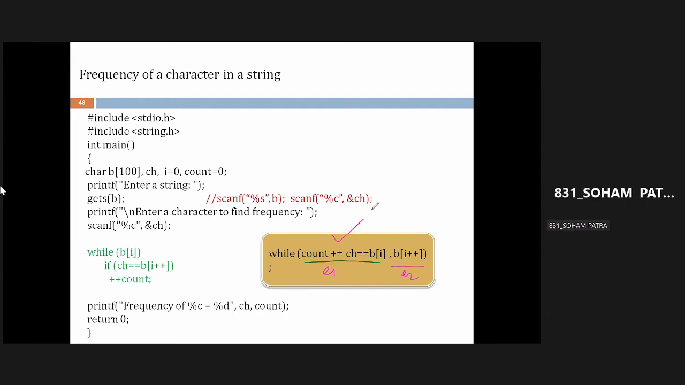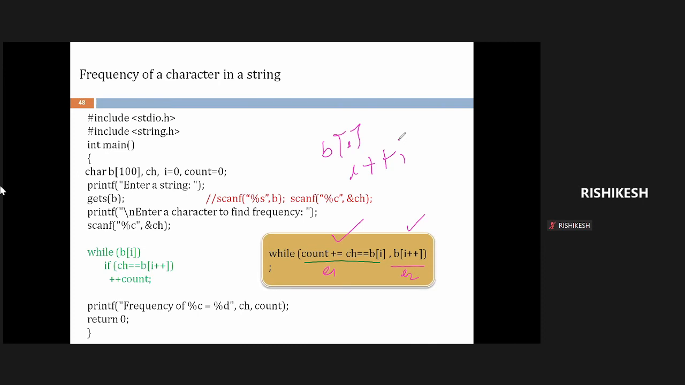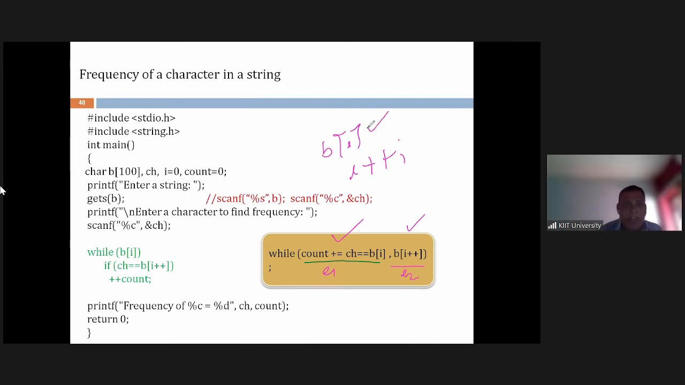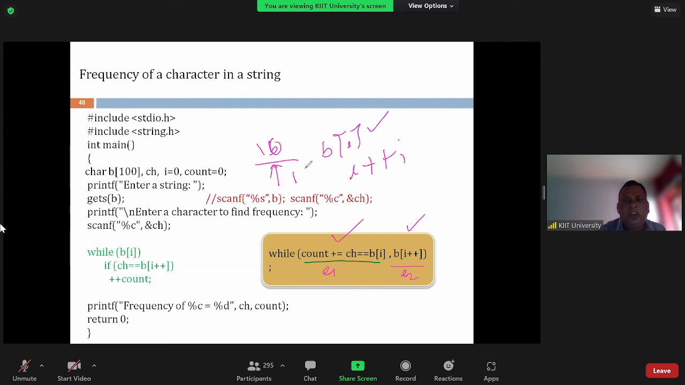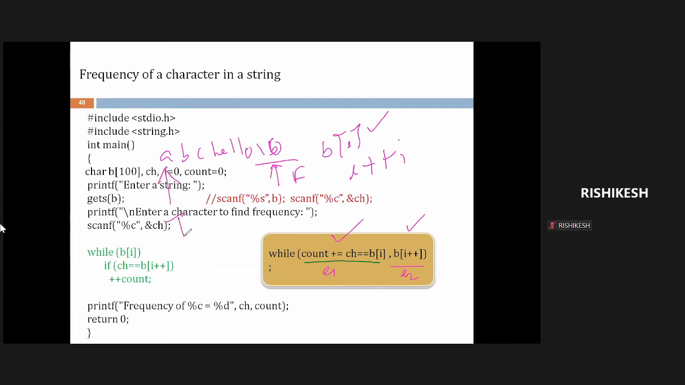When it executes E2, it will first find out B[i] and then i will be increased by 1 unit. Yes or no? Now tell me about B[i]. B[i] in a string, when it comes across \0, it will only return false. Other than \0, any character A, B, C, hello, all characters will return a value true. And the expression's true value is returned.